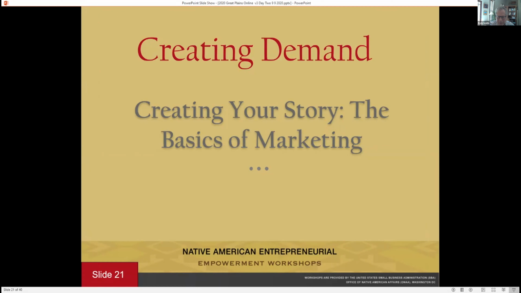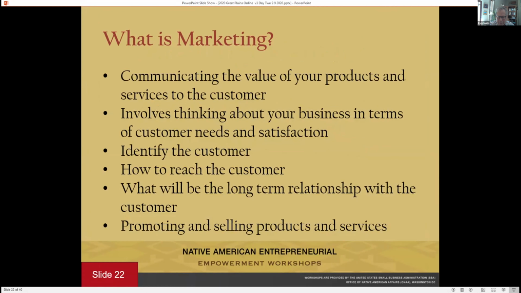So I'd like to walk through a couple of marketing stories that tie into the right side of the model here. So the first thing is thinking about what's marketing. Marketing is how you get the message about your product out to your customers. And you're always thinking about the customer's needs and their satisfaction. And then the third bullet is understanding the customer and how do you reach the customer.